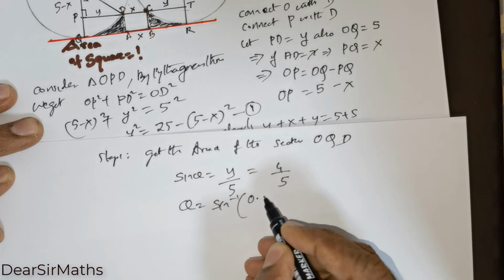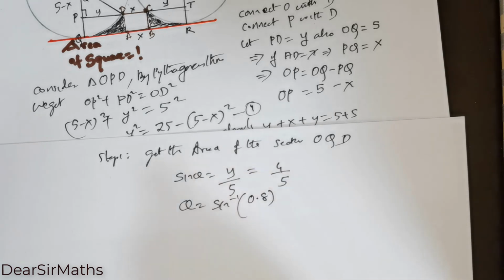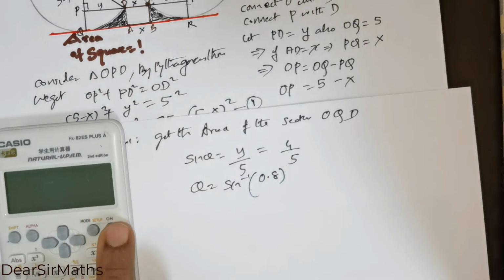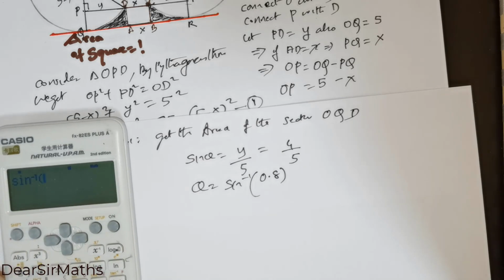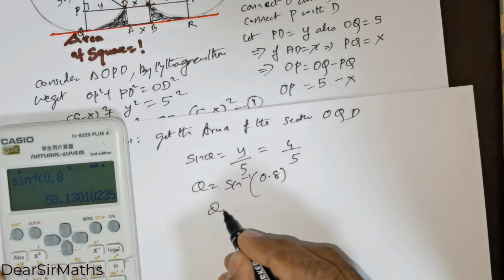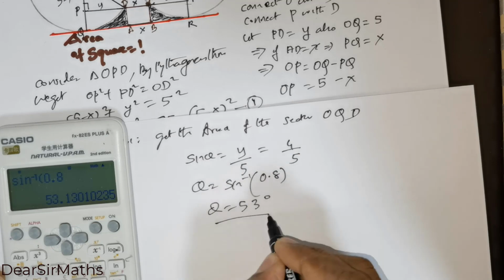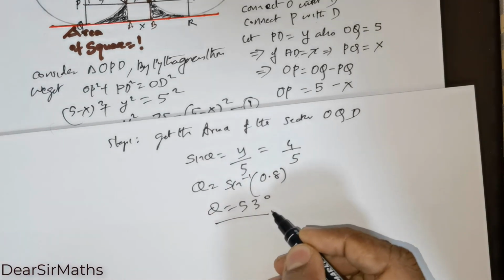4 over 5 is nothing but 0.8. So let me take the calculator and obtain sine inverse of 0.8. What is that? Theta is approximately 53 degrees. So I'm going to utilize this 53 degrees.